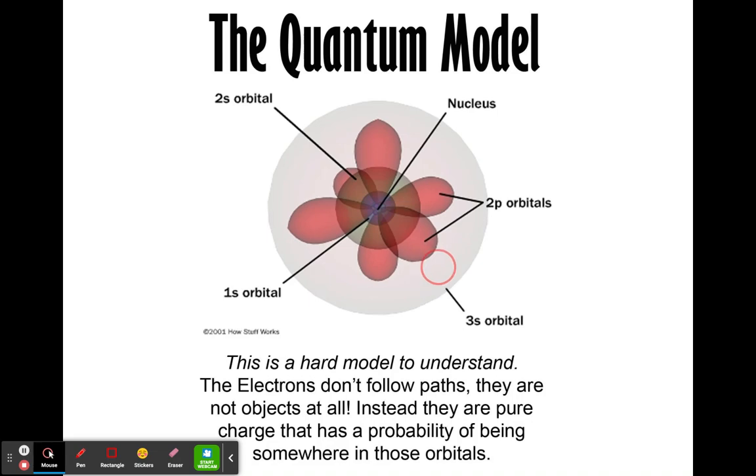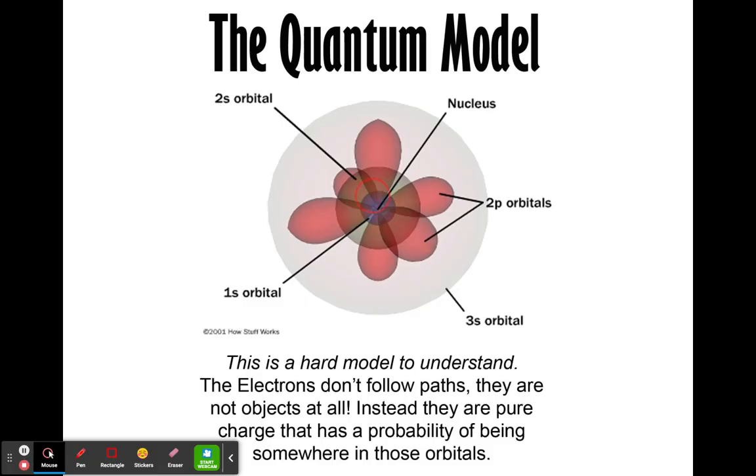According to the quantum model, we don't know exactly where the electron is, and we can't know exactly where the electron is. All we can know is that it's probably within this space, about 90% probability, right? And that's what we call the orbital. So this space here, this bluish circle there, is called the 1s orbital.